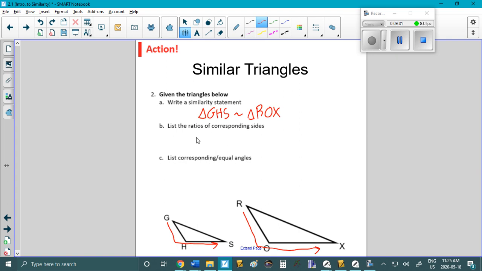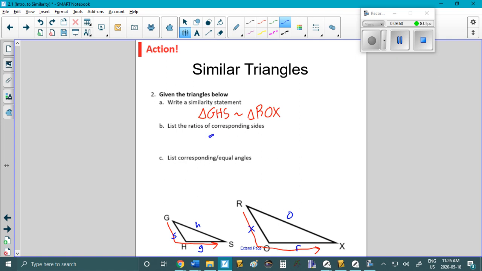Now we got to list the ratios of corresponding sides. So it just looks like this. So remember, we do little letters. So this is going to be little h, little g, little s. Remember, I'm just going across from the angles. Little r, little o, little x. And the ratios of corresponding sides really match up to what's here.